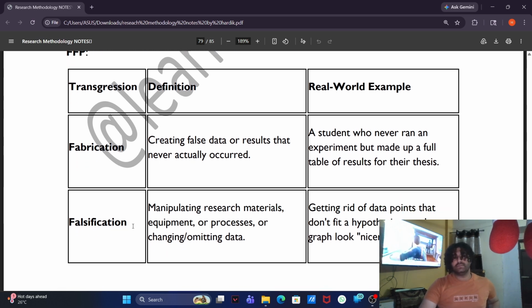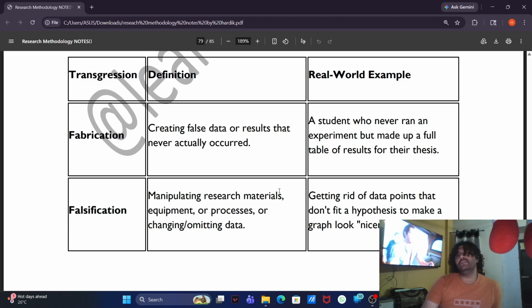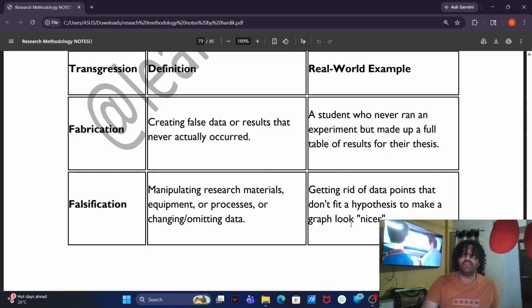Real-world example: a student who never ran an experiment but made up a full table of results for their thesis. Transgression two, falsification. Its main definition is manipulating research materials, equipment, processes, or data, or omitting data. Real-world example: getting rid of data points that don't fit a hypothesis to make a graph look nicer.